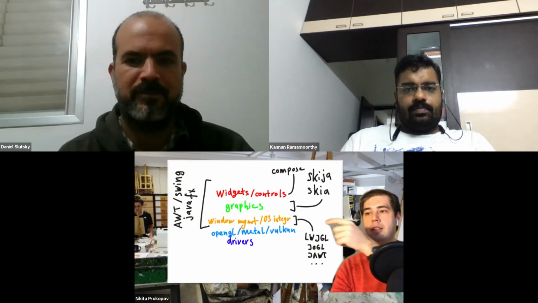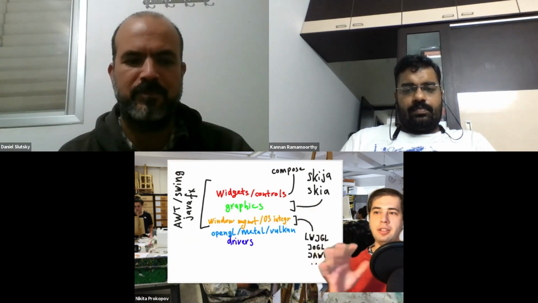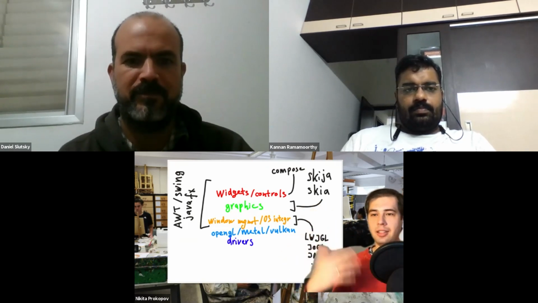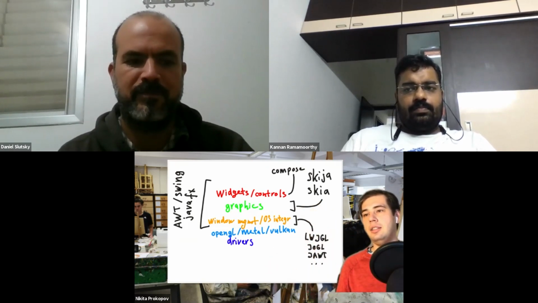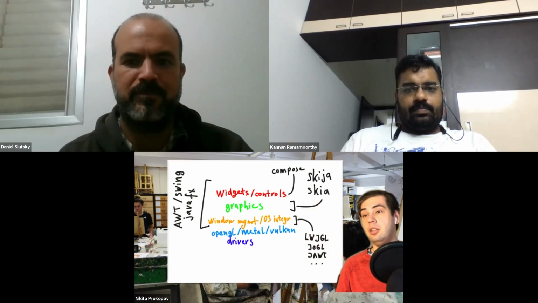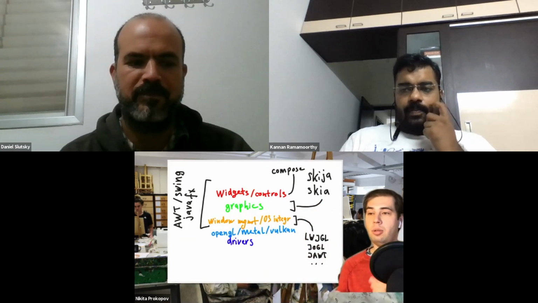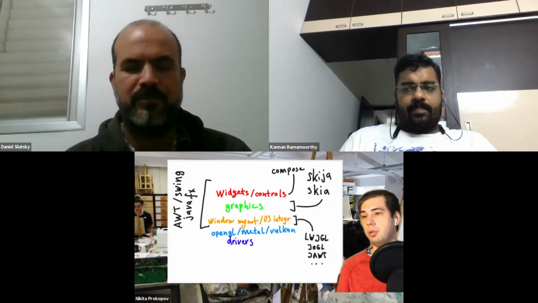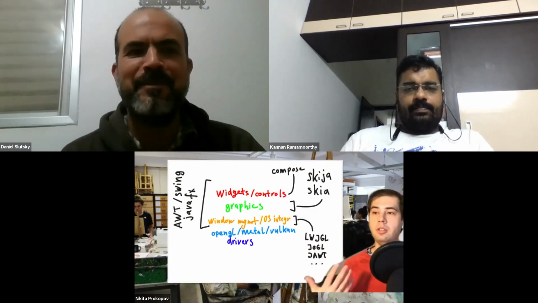And then here is graphics, right? So graphics is when you put lines, rectangles on the screen. And this is what Skia does and what Skija does through Skia. It expects that you created a window somehow and that you created a texture to render in, and then it can finally work.